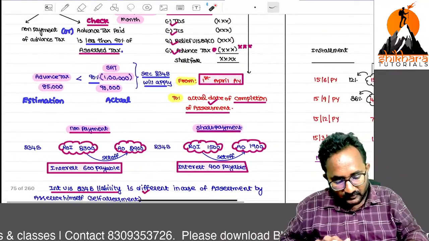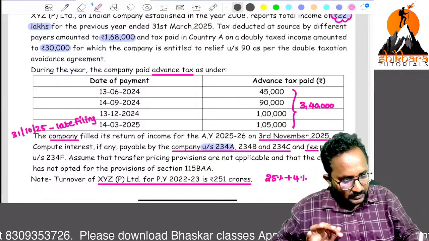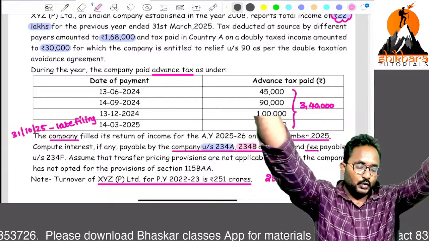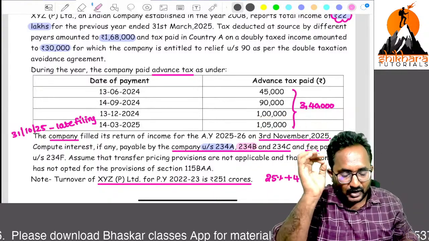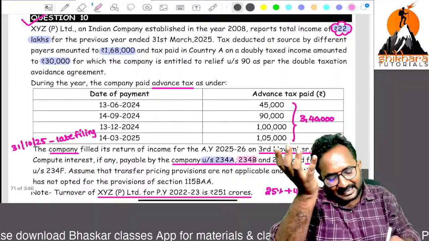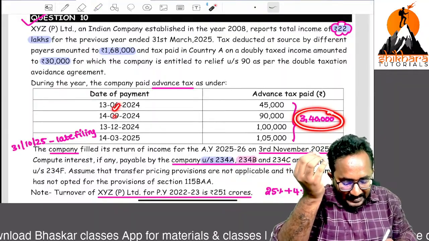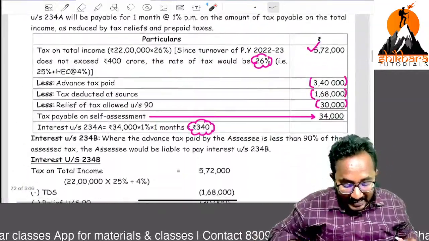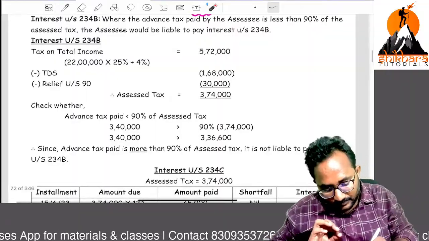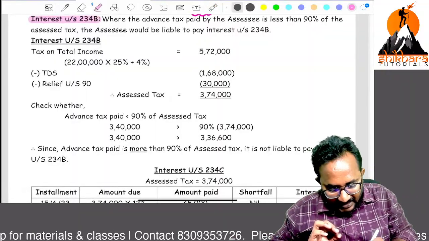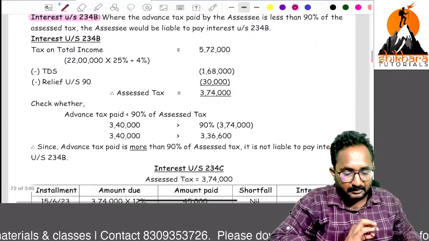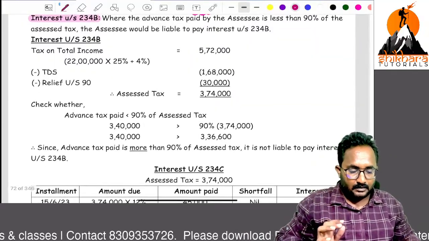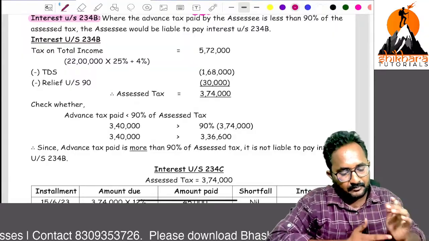Now, straight away we can discuss these two questions, ma. They are asking 234B interest also. I am highlighting with the pink color, ma. 234B is applicable in case of non-payment or short payment. But SSC paid the advance tax during the previous year. That's why it is not a non-payment. Now, whether short payment is there or not, we need to check. Remember, it is important, ma.